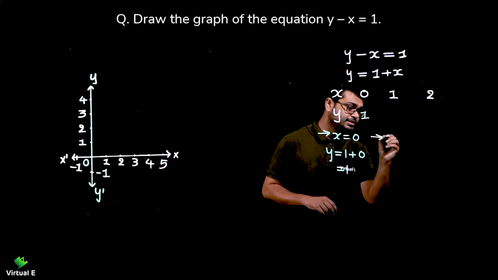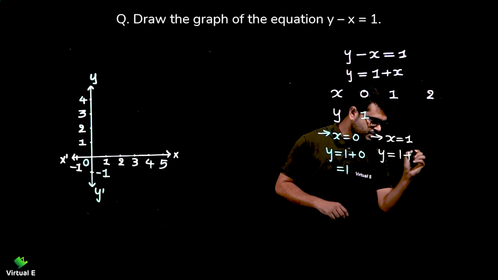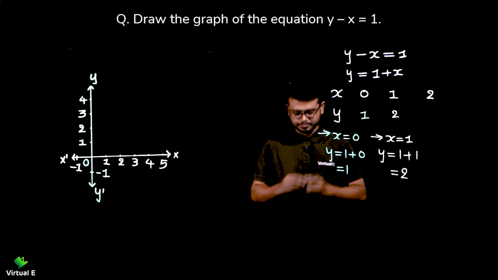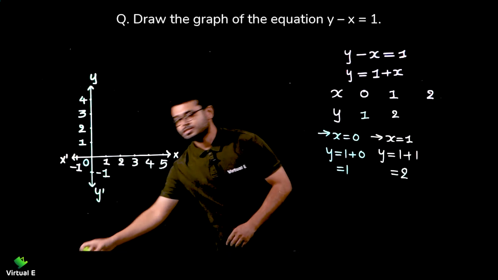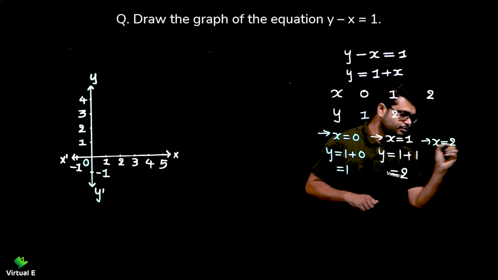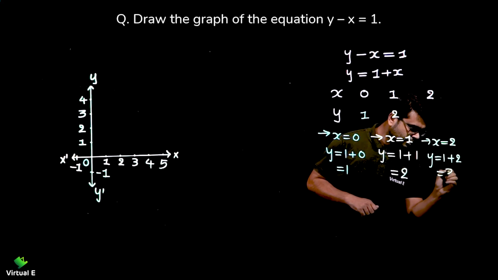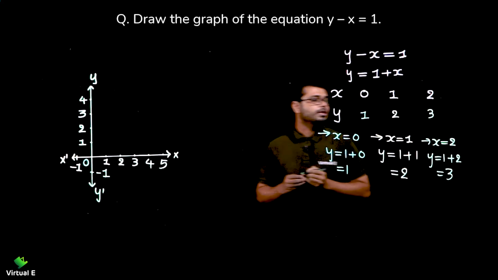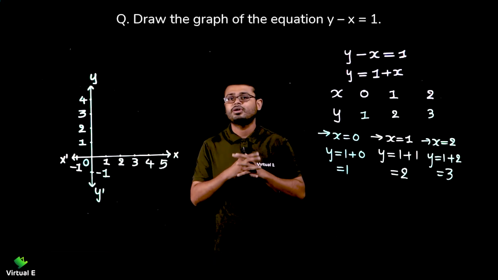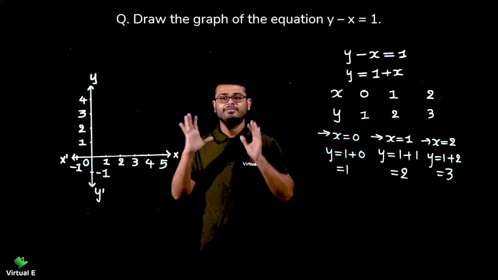That is x is equal to 1. So y is equal to 1 plus 1, that is 2. So in the second case my solution is 2. Let's move on to the last case, which is x is equal to 2. So y is equal to 1 plus 2, which is equal to 3. So 3 is the solution. Now I have 3 solutions of this equation, right? And if I plot this, I will get one straight line when I join them.